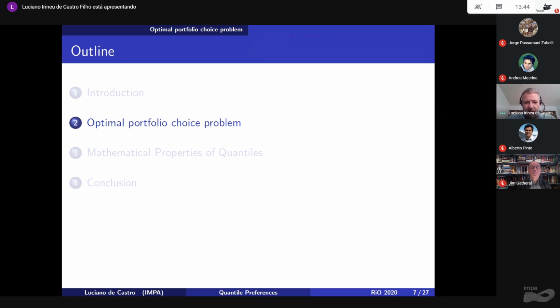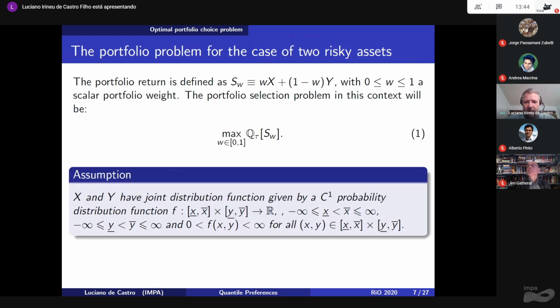I think that I spent too much time, but let's go fast here. I'm going to describe just a set of our results and concentrate on these two assets. So your problem is to find the weights to put in two assets, x and y. For this part, it's kind of an assumption that you have a density function that is C1, and it's over these intervals. However, x bar and y bar can be infinite, okay? So it's not really a compact interval.